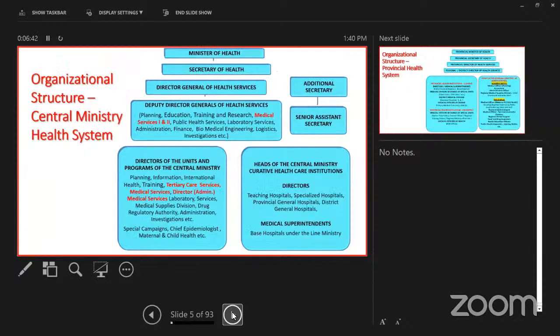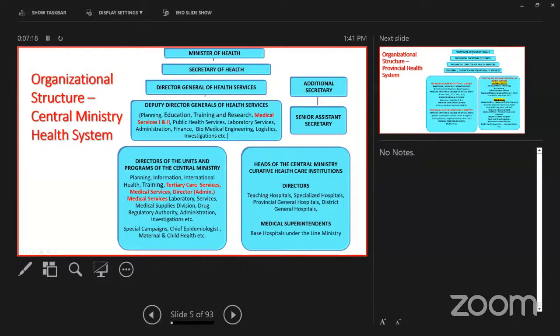So with that, we will see how the tasks and activities are allocated within the Central Ministry of Health system, how they are supervised, and how they are coordinated. This is the organizational structure of the Central Ministry of Health system. At the top, there is the Honorable Minister of Health. He is the head of our Central Ministry. Then the Secretary of Health.